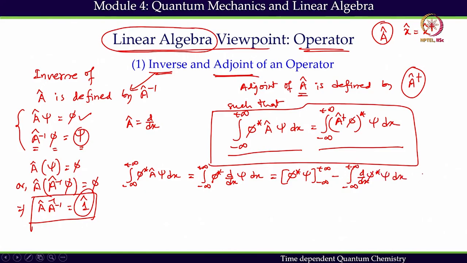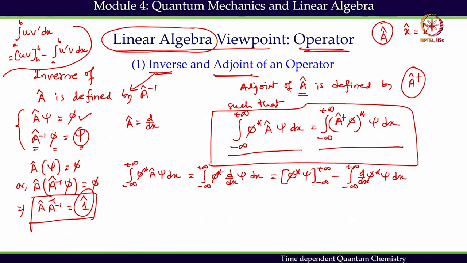This is integration by parts, and I will just remind you of the general formula. If I have the integral from a to b of u v dash dx, then this is going to be u v from a to b, minus the integral from a to b of u dash v dx. That is the general formula of integration by parts, and that is exactly what we have done here.